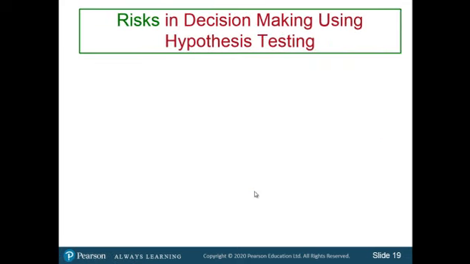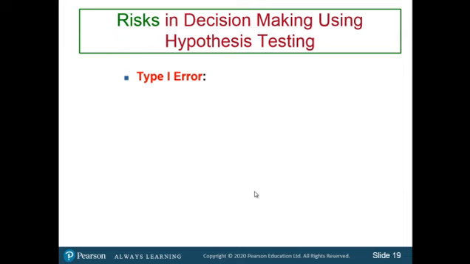Let's take a look at the risk in decision making using hypothesis testing. There are two types of error. When we make a decision, our decision can be correct or can be wrong. There is no guarantee that we always make a correct decision. So here we have some kind of risk when we make a decision in hypothesis testing. What decision am I talking about? We are talking about whether to reject or to accept the null hypothesis.